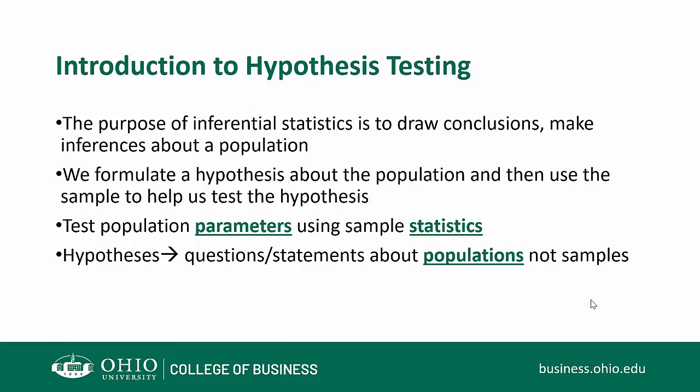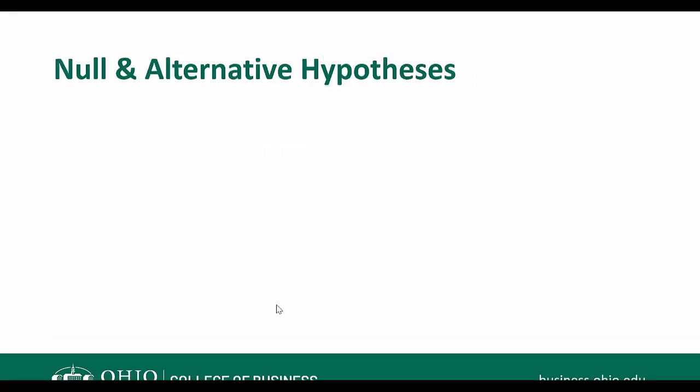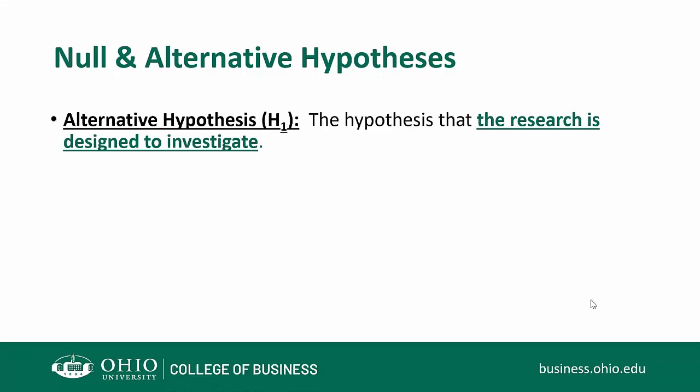There are many different hypothesis tests. In this module, you will learn two: one sample Z and one sample T. But first I'll teach you how to write hypotheses. For every single test, there are two hypotheses that you need to write: the null and the alternative hypothesis. The alternative hypothesis is denoted as H1. This is the research hypothesis. It is the hypothesis that the research is designed to investigate.